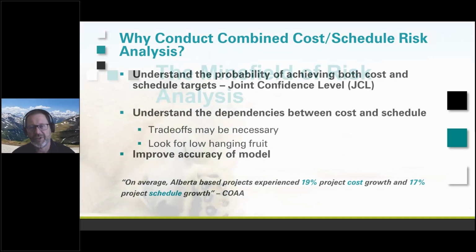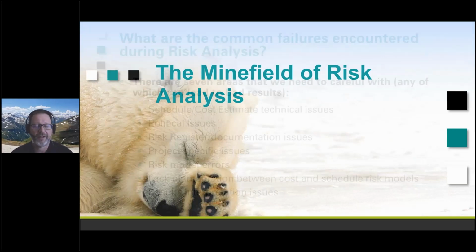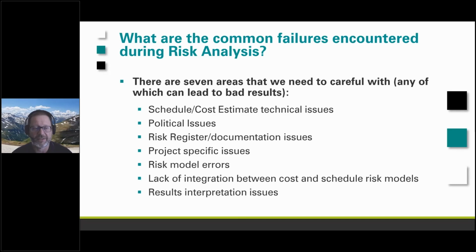So risk analysis can help very much in helping our project teams understand what's going on the project. The problem is that risk analysis can be a bit of a minefield. A bad risk analysis is actually worse than no risk analysis at all. So what are the common failures that people encounter during risk analysis? Well, there's 7 main areas that I've found can lead to bad results.